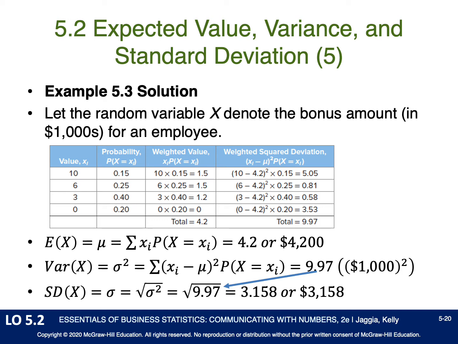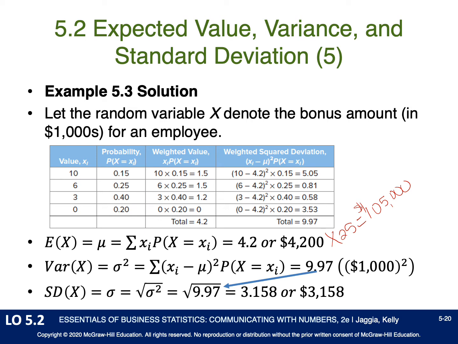$3,158. So we found that the expected bonus for an employee is $4,200. And so since Brad has 25 employees, he would expect to pay roughly $105,000 in bonuses if he multiplied his 4,200 by 25 employees. So he could expect to pay out in total $105,000. Now again, no employee is going to get exactly 4,200.